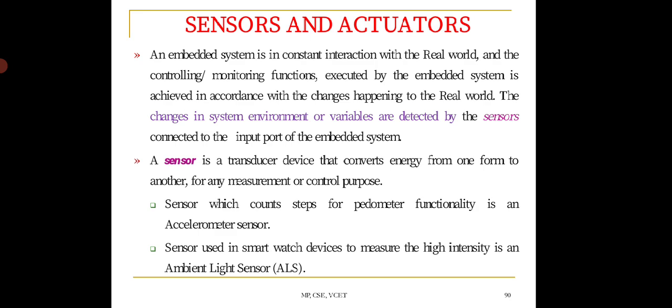The changes in the system environment or variables are detected by the sensors connected to the input port of the embedded system. Sensors which count steps for fitness functionality are motion sensors. One sensor used in smartwatch devices to measure light intensity is an ALS, ambient light sensor.